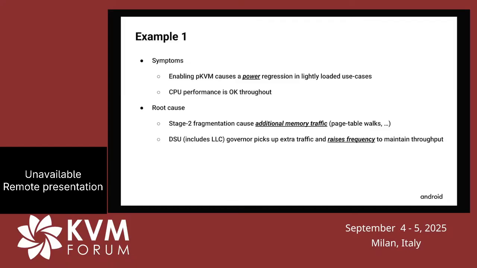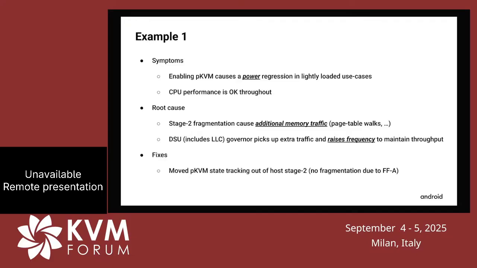And on this system, the frequency governor for the DSU, the dynamic system unit, which is the block on the SoC that includes the last level cache, was picking up that extra memory traffic using some of the event counters that it has. That was tickling the governor just enough that it decided to raise the frequency for the DSU in order to maintain the throughput, and so that was causing the power regression we were seeing, which is kind of bad.